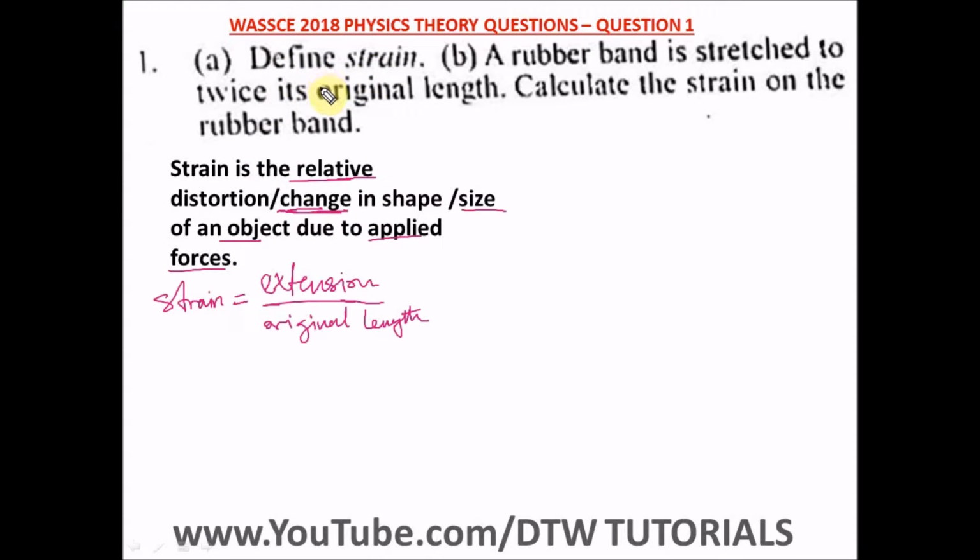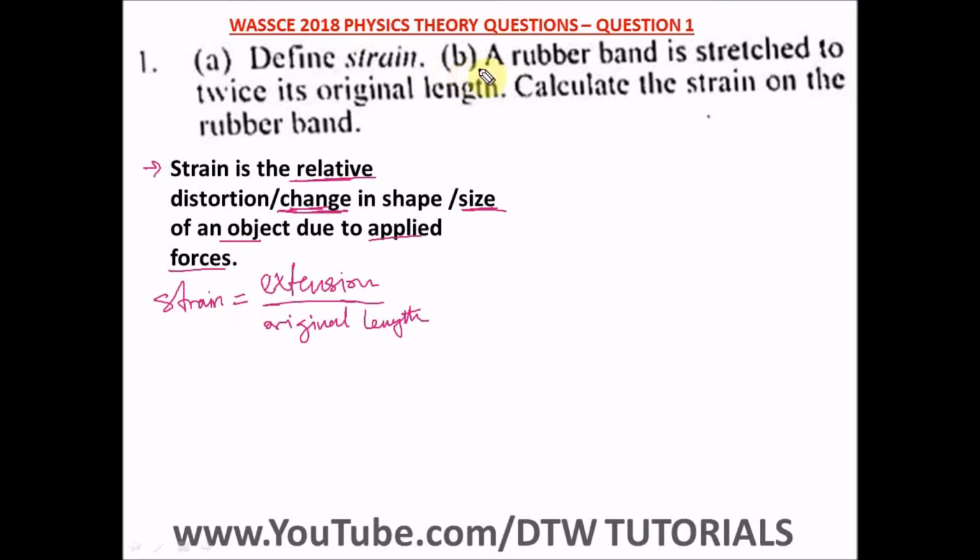So this is the answer for question A. When you're defining, make sure you put the key words, the key terms, because that's what will give you the full mark. Definitely put: it is the relative change in size of an object due to applied forces. This is the definition of strain. You can just quickly state the formula as strain is equal to extension over original length.